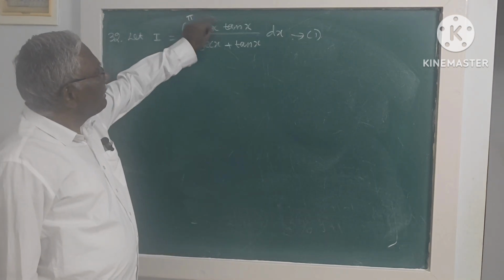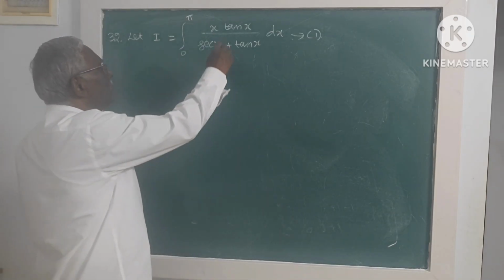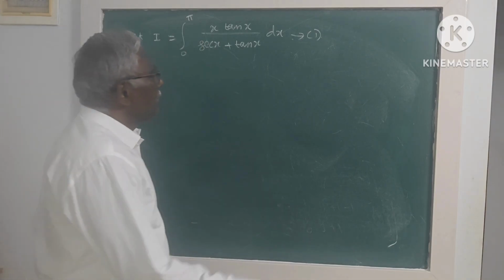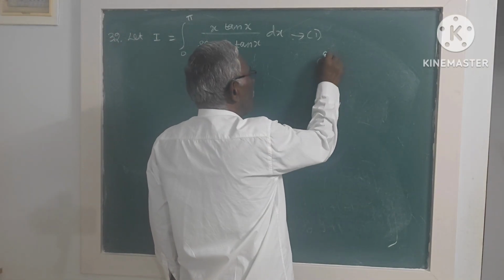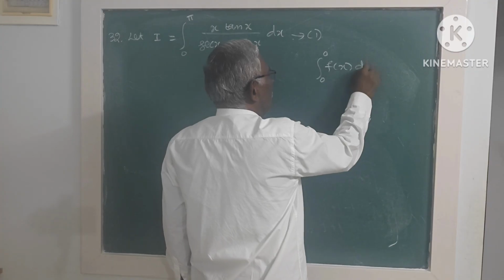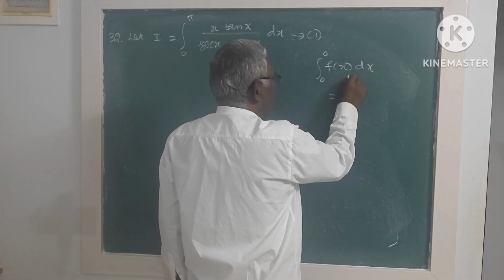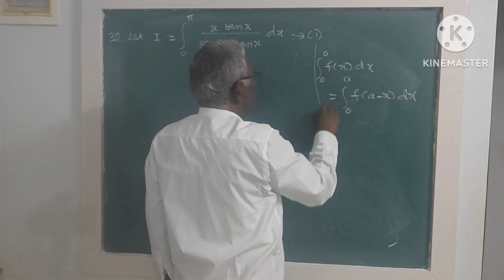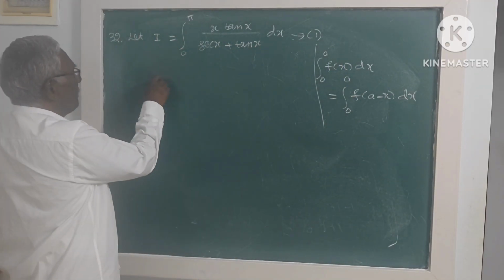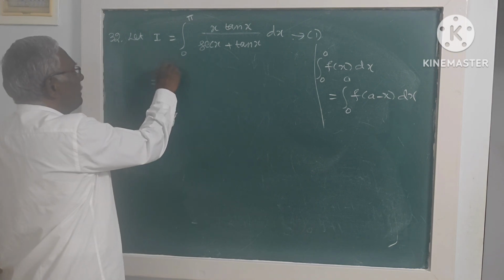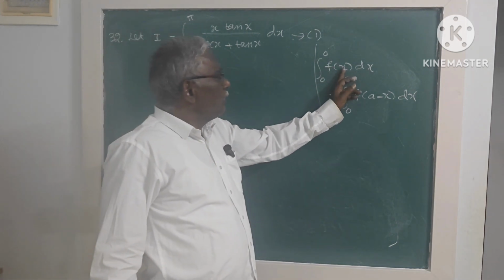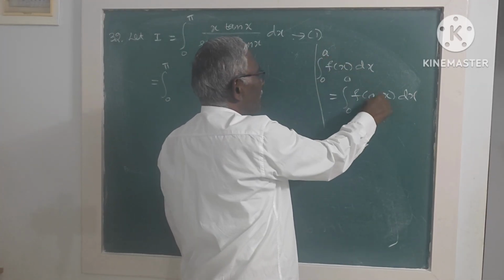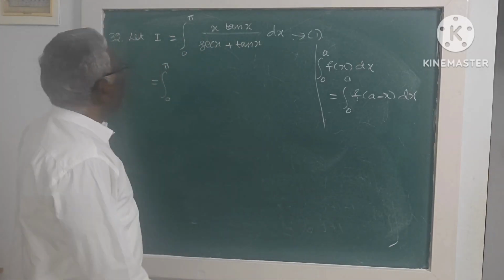In this integral, x is there in the numerator. X is there in the numerator. So you have to use the property integral 0 to a f of x dx is equal to integral 0 to a f of a minus x dx. This property we have to use. What will happen now? 0 to pi, we are replacing x by a minus x.